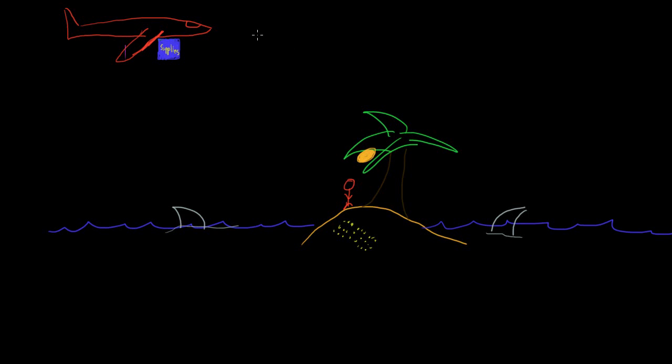In this problem, we have a plane that is moving with an initial velocity. Our v naught is 100 miles per hour. And what our plane is trying to do is drop this crate of supplies onto this desert island where this person is trapped and needs help. We know two things: one, we're moving to the right at 100 miles per hour, and two, our distance above the water to our plane is 500 feet.